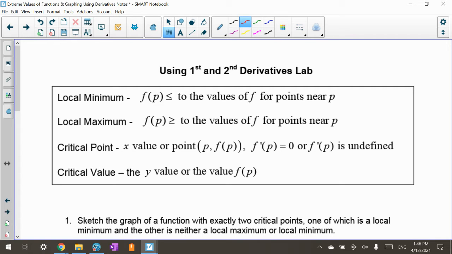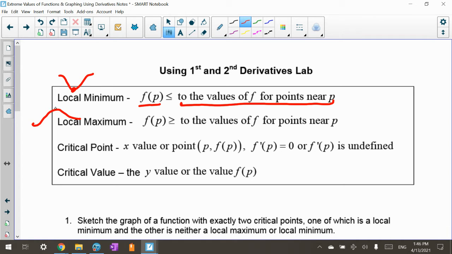If I have a local min, if I were going to draw part of a local min, here would be my local min of a function. It says f of p, or all your y values, the local min, the y value is less than all the values of f for points around it. That's just the math terminology: all the values around this point are greater than that actual value. That defines a local min.